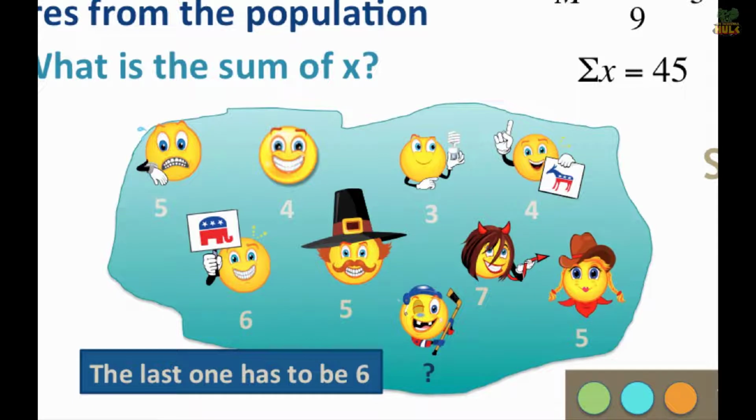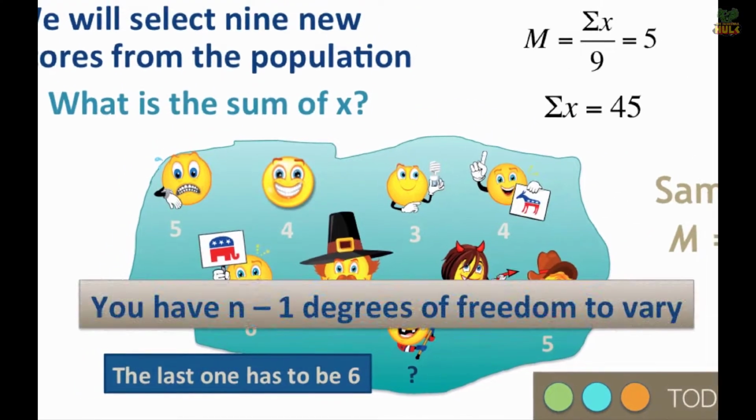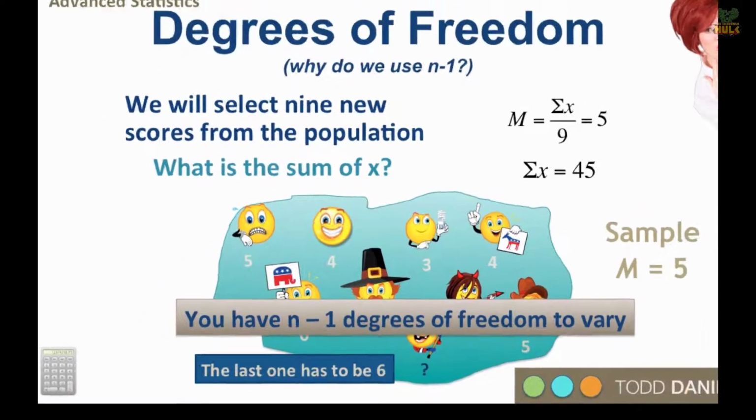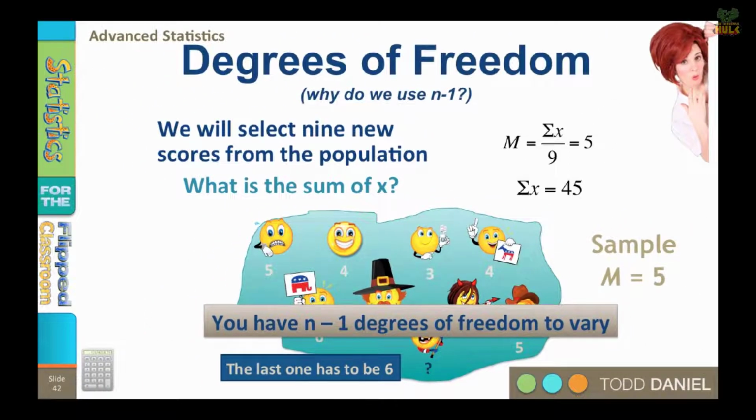You can vary any or all of the population values, n, but the last value, n-1, will always be defined for you. You have n-1 degrees of freedom to vary. Population estimates using n tend to underestimate the true population values. So n-1 is a corrective factor.